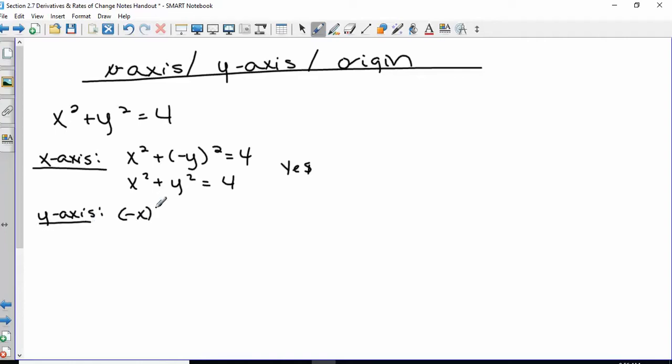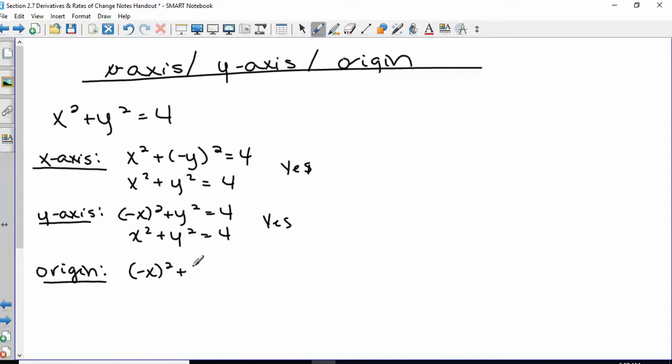So to check the y, we made our x negative. So if you square a negative, it becomes positive. So that, again, turned back into the original, so it was a yes. And how do we check origin? Both negative, which will be a yes as well.